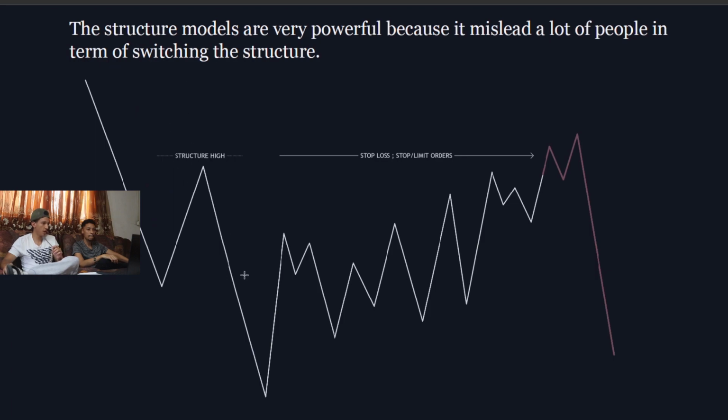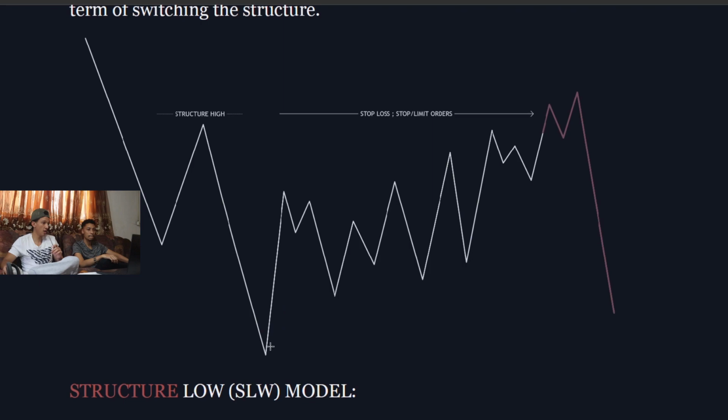So here we have your structure high. Basically it comes down here, creates a lower low, comes back up, creates just a consolidation, making its way back up to the structure high. So this is where your liquidity is, basically testing this structure high again. You have your stop losses, your limit orders, and basically it sweeps out people.